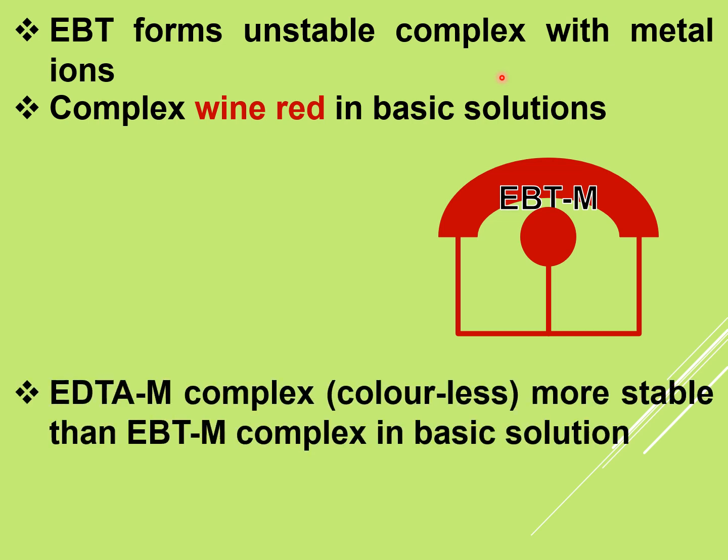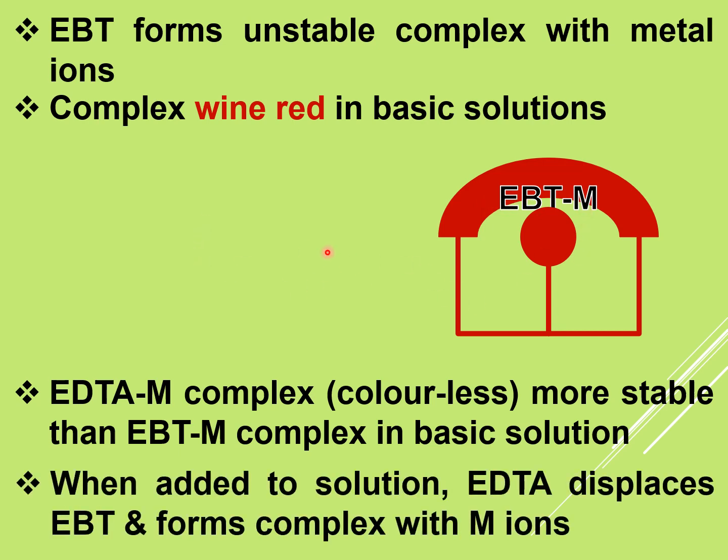Now, the EDTA metal complex is more stable than the EBT metal complex. The EDTA metal complex is more stable than the indicator metal complex. So, suppose you are titrating with EDTA. When you add EDTA, what will happen? This EDTA will take away the metal from the EBT. When added to a solution, EDTA displaces EBT and forms a complex with the metal ions.